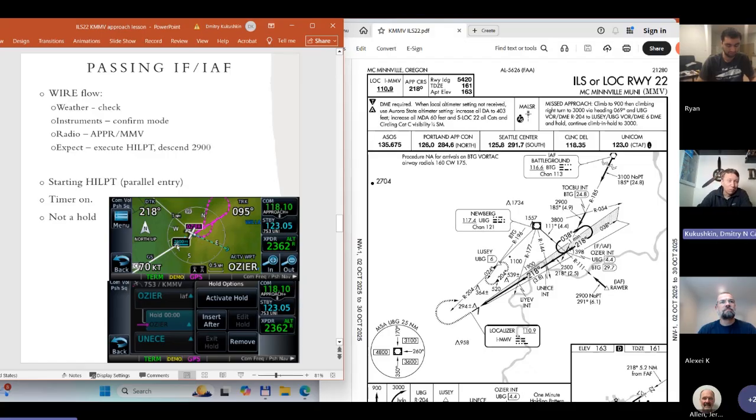Okay, so back to the approach. You are passing Auger. GPS is telling you to go in the parallel entry, then hold. It will start the timer for you. Down below, you see it says the hold 00. It will actually do the counting for whatever it's worth, and that's how you know you are in a hold.